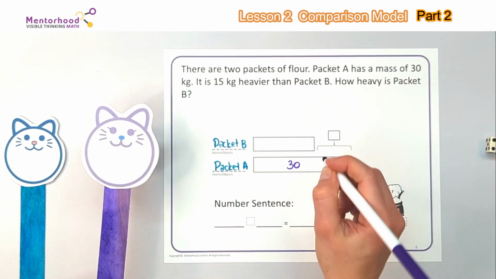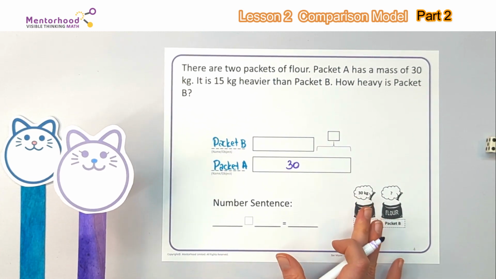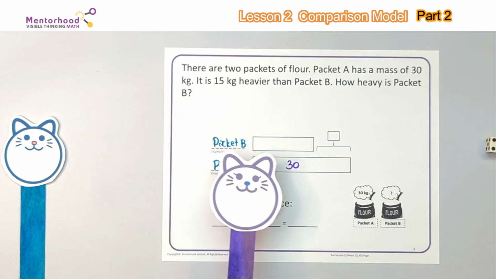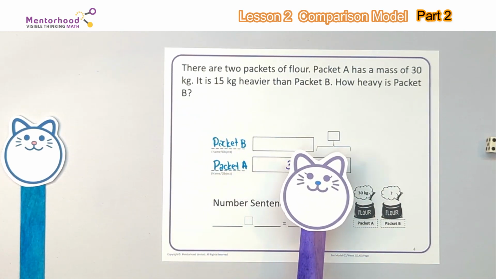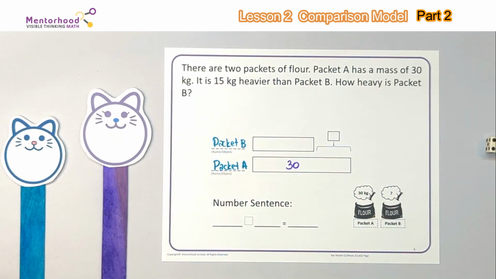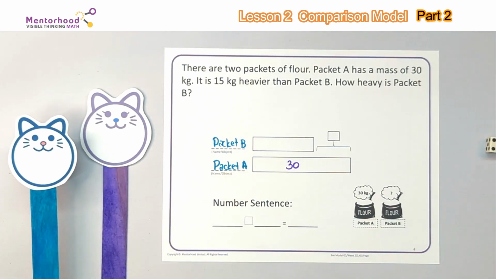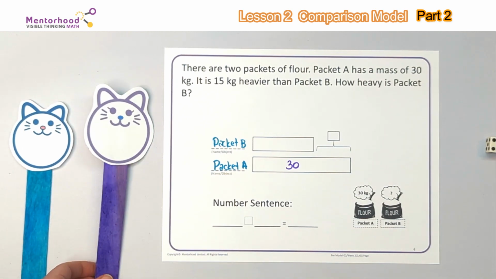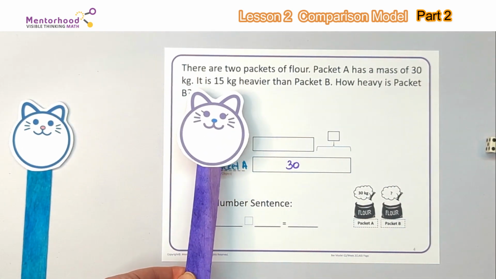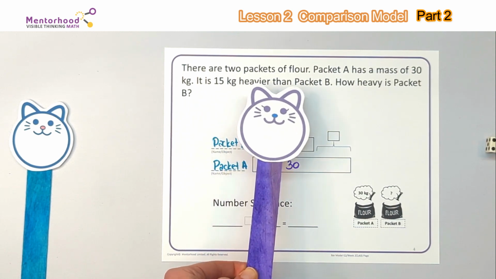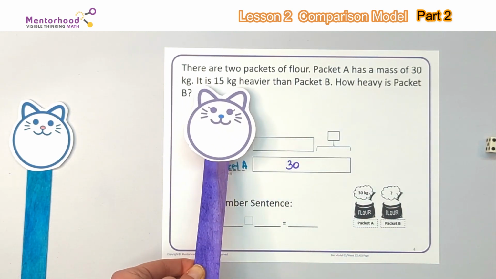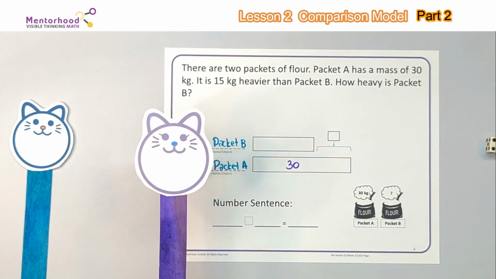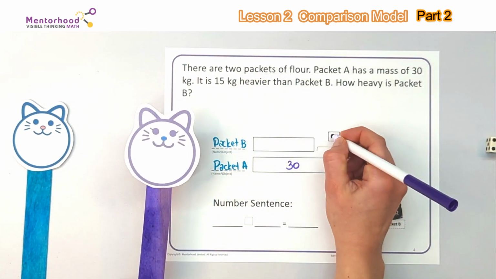30. And now, it is 15 kilograms heavier than packet B. Is that going to go in packet B's box, or is it going to go in the gap between them? Well, 15 kilograms, that's not packet B's weight, is it? You're right, it's not. It says packet A is 15 kilograms heavier than packet B, which means that 15 kilograms is the difference between packet A and packet B. We're going to put it in the gap.